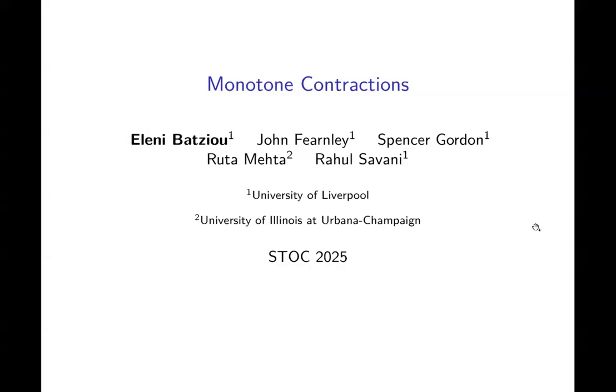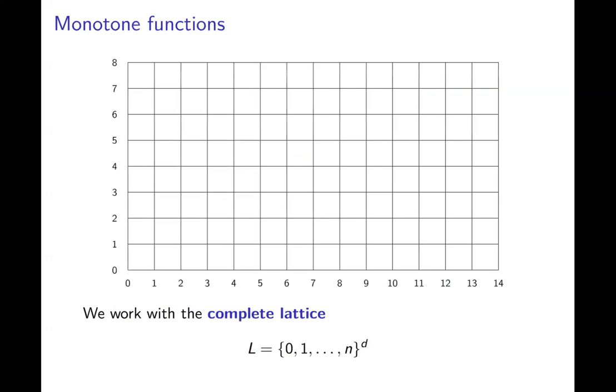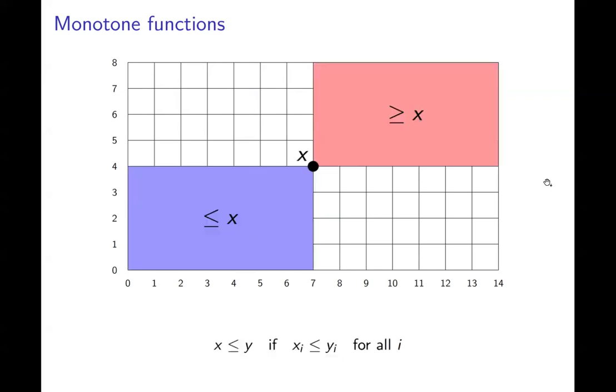In this talk, we discuss monotone contractions. These are functions that are both monotone and contracting, and we look into algorithms to compute fixed points of such functions, as well as some computational complexity related results. We will work with a complete lattice that is defined on d dimensions, and each dimension consists of n+1 points.